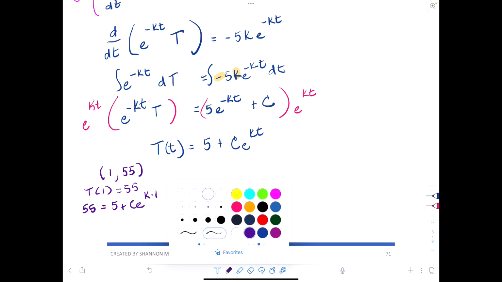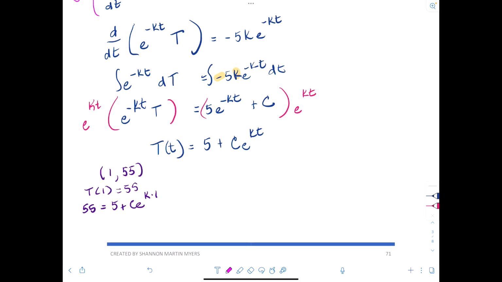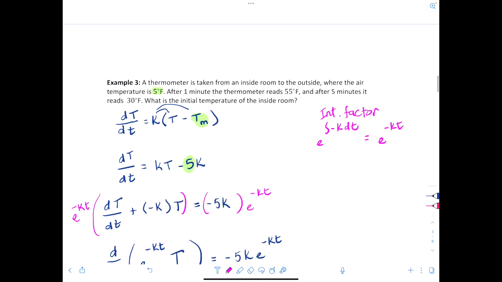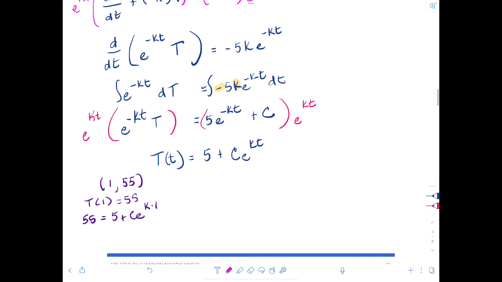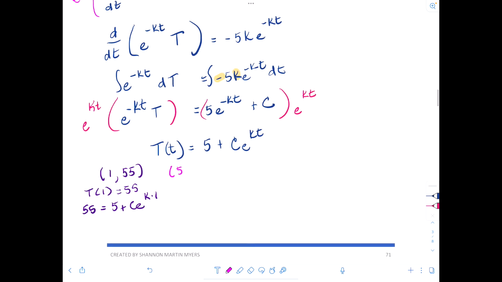We also have this one over here. After 5 minutes, it reads 30 degrees. So we have the ordered pair (5, 30). So T at 5 is 30. So I would say 30 equals 5 plus C e to the K times 5.